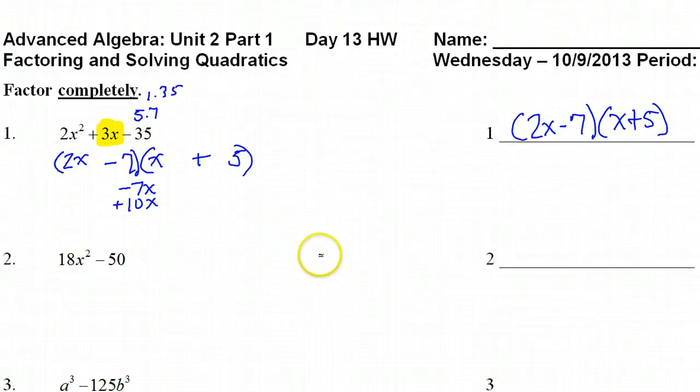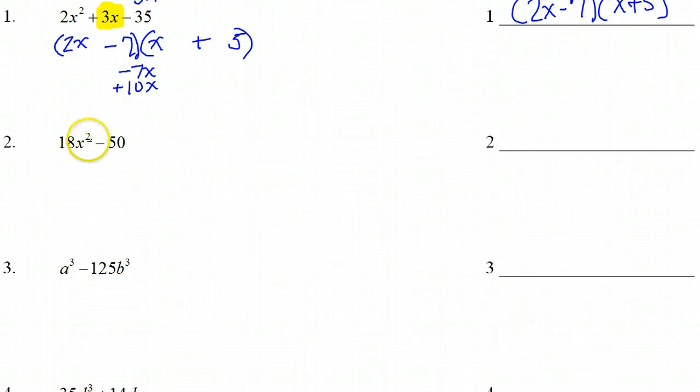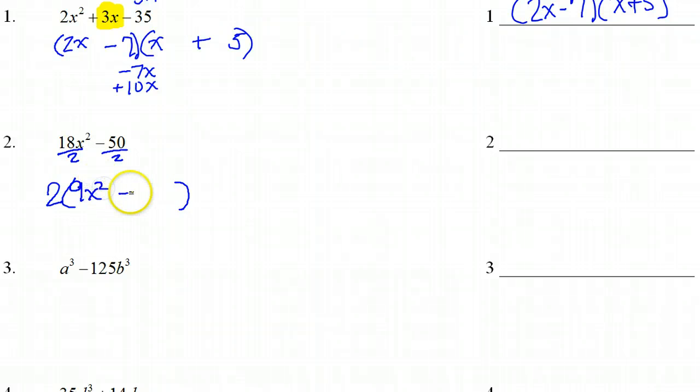Alright, looking at number 2. First step of factoring is to look for the common factor. They're both divisible by 2, so let's go ahead and do that. So if I pull out a common factor of 2, alright, I put that in front of the parentheses. I don't get rid of it, I put it in the front. But anytime I pull out a common factor, I divide by it to see what goes on the inside. So that's going to give me 9x squared minus 25.